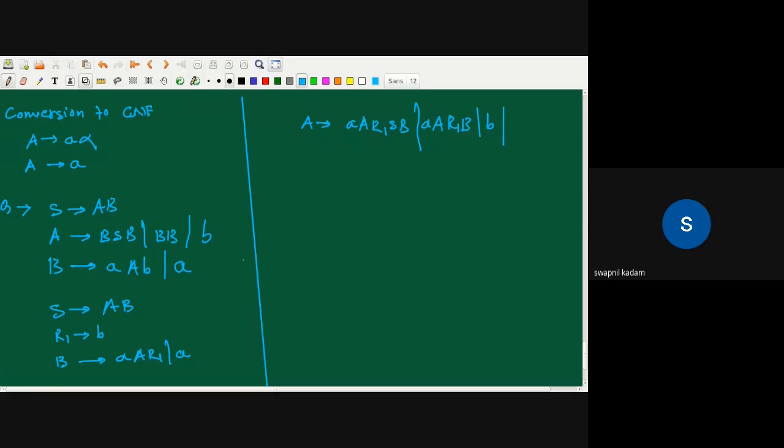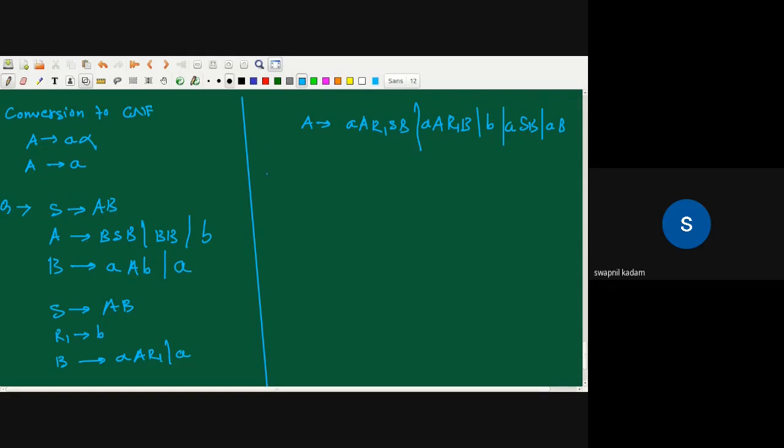Similarly, I'll put this A at the place of this B, so I'll get a new production, that is ASB, AB. Okay, so these are the productions I'm getting for this A, which are already in a GNF. We have converted them into a GNF because each consists of one terminal along with a string of capital letters, starting with one terminal, and the rest of the thing is a string of capital letters.